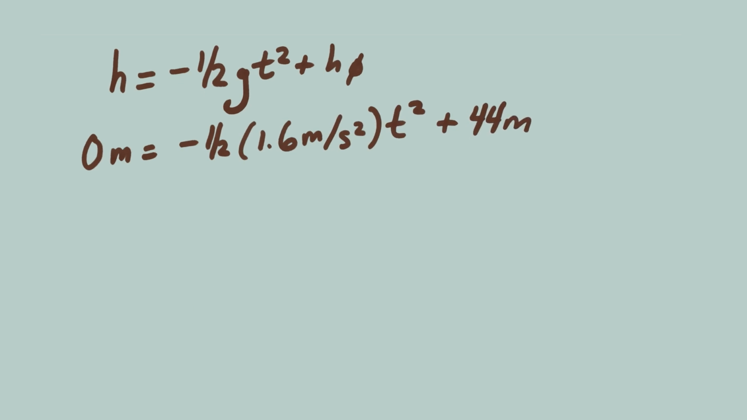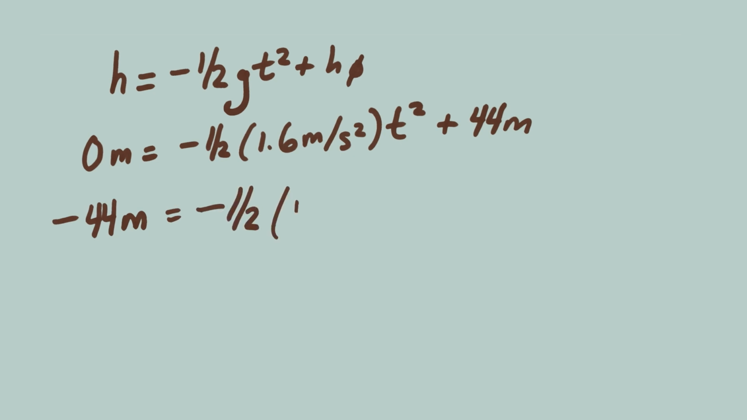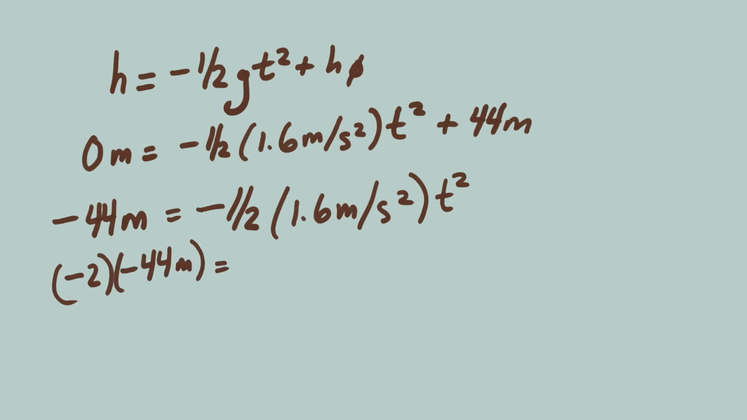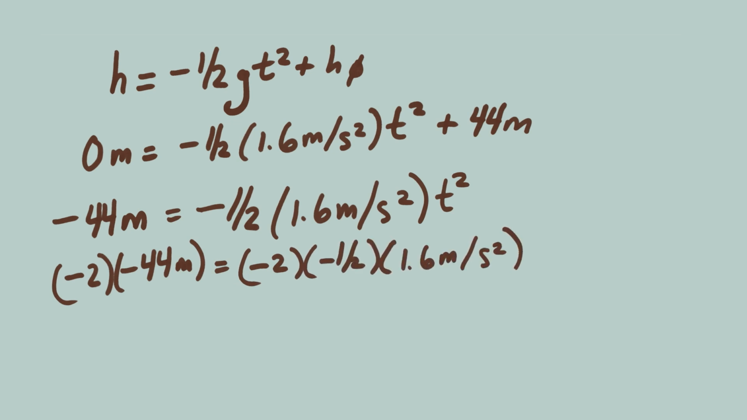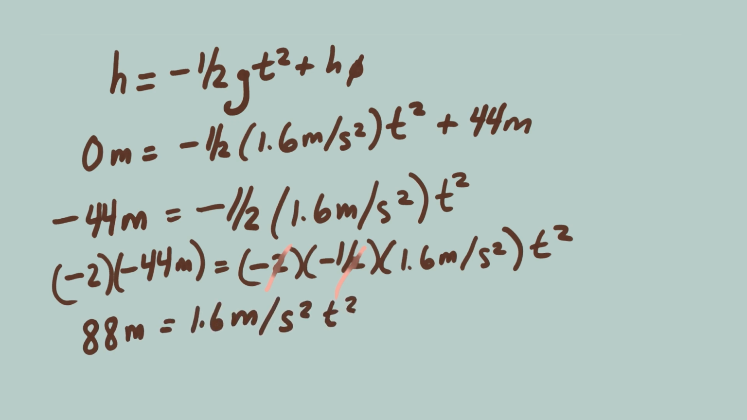And we'll solve this problem in a similar way. Subtract 44 meters from both sides. -44 meters equals -1/2 times 1.6 meters per second squared times t squared. Multiply both sides by -2. -2 times -44 meters equals -2 times -1/2 times 1.6 meters per second squared times t squared. 2's cancel, giving us 88 meters equals 1.6 meters per second squared times t squared.